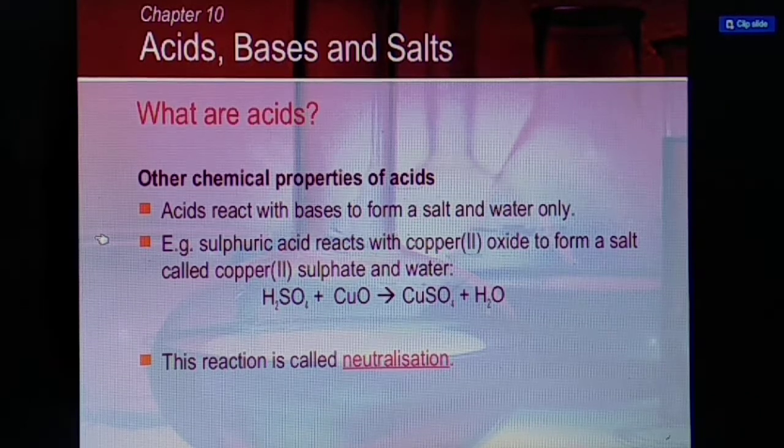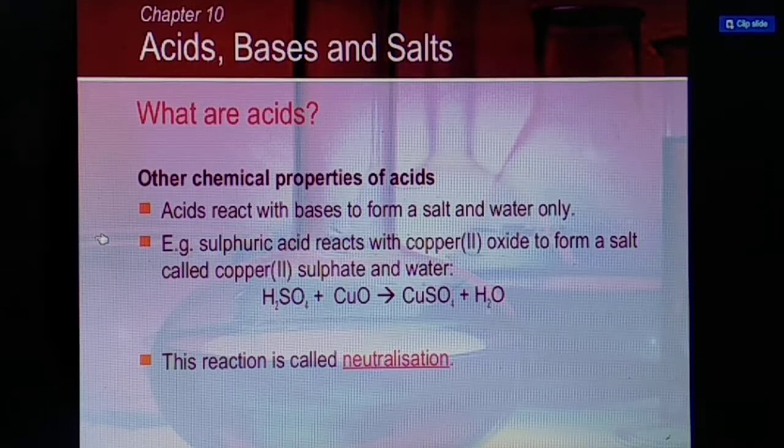You know that students, in copper there are two oxidation states, plus 1 that is the cuprous state, and when it is present in plus 2 state, it is in the cupric state. So sulfuric acid plus cupric oxide gives copper sulfate plus water, and this reaction is called a neutralization reaction.